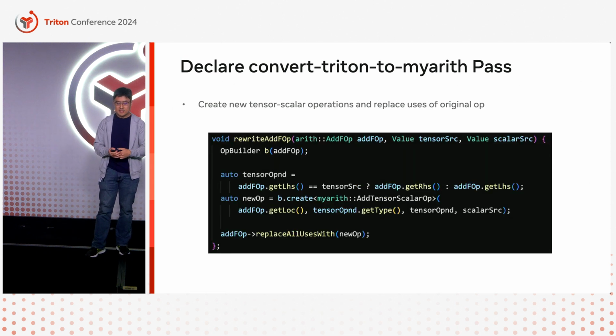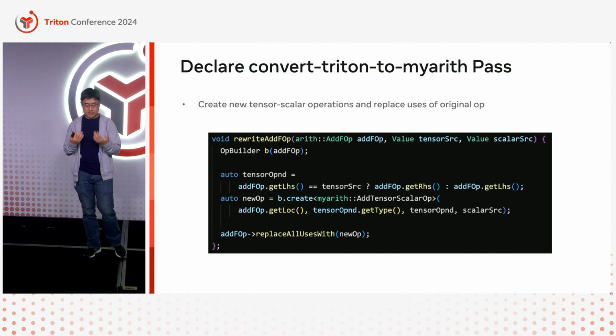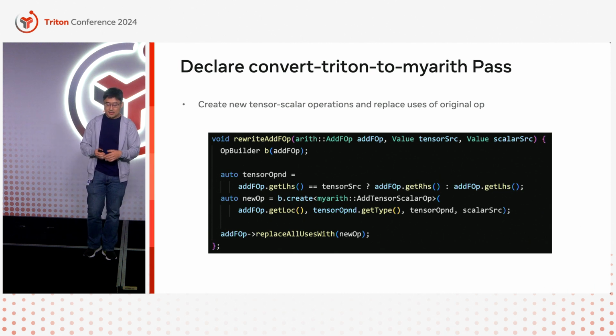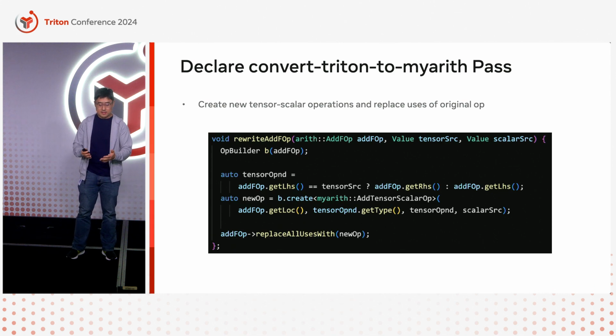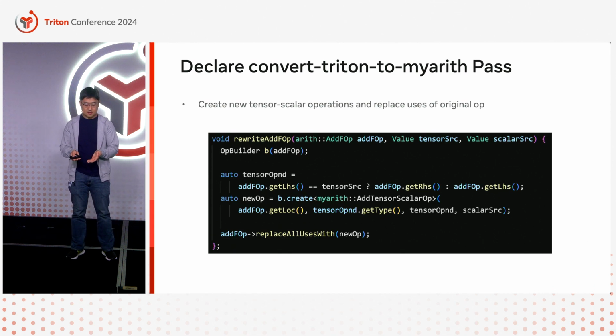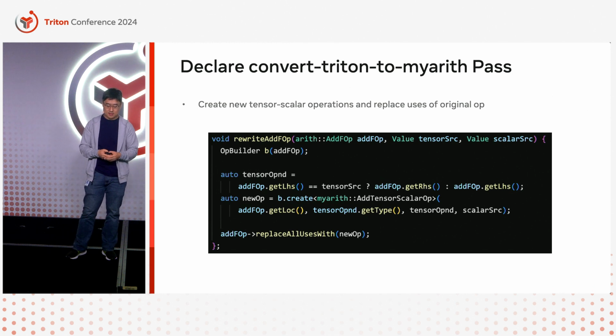To actually perform the rewrite, we essentially only have to call the build function that I showed earlier. So we instantiate our builder. We figure out which is the tensor operand. We already have the scalar operand as a parameter to this function. So that gives us all that it needs to create this add_tensor_scalar operation. The last thing that this function does is replace the use of the result of the addf op, the original arith dialect op, with our newly created operation. And that essentially completes our rewrite.